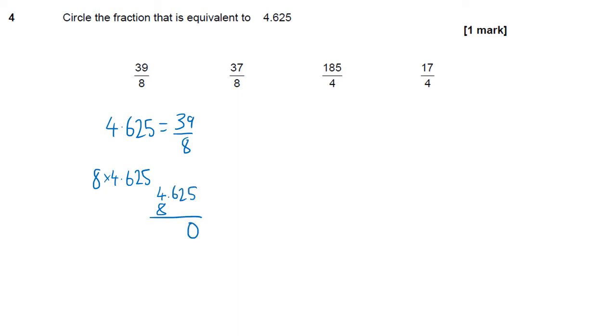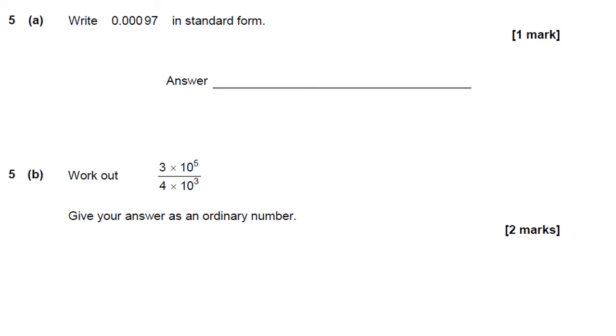Okay, so 8 times 5 is 40. So 0, carry the 4. 8 times 2 is 16, plus 4 is 20. So that's 0, carry the 2. 8 times 6 is 48, plus 2 is 50. And then 8 times 4 is 32, plus the 5 that we carried, so that's 37. So we actually find that 8 times 4.625 gives 37, so that tells us that the second answer is actually the correct one. If you were unlucky, you would have to try all 4 to get the right answer, but it's still probably a quicker way of doing it.